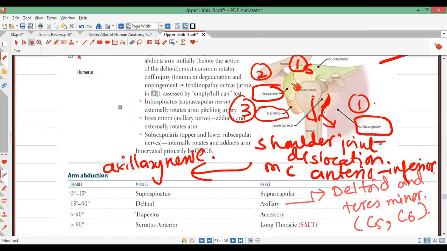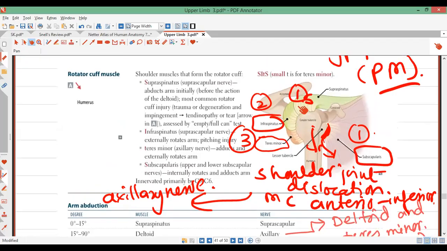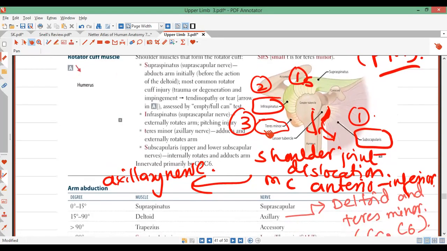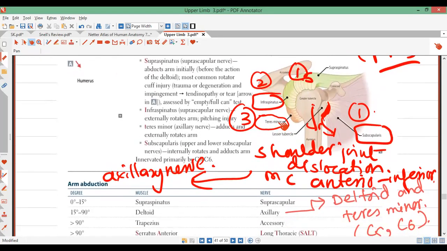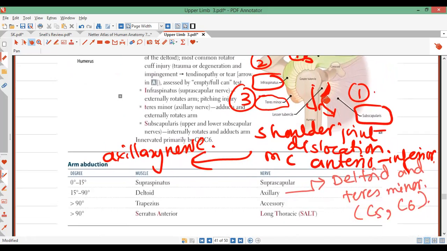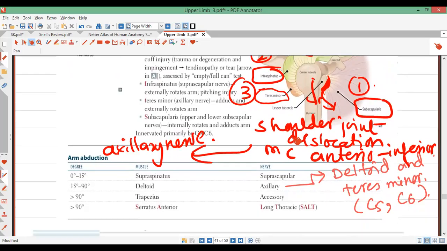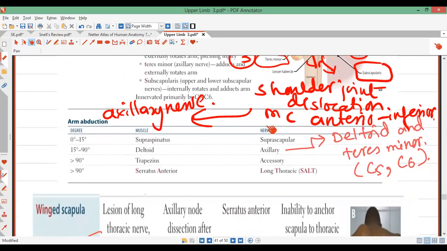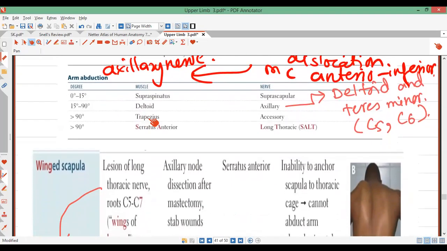In the rotator cuff muscles, which muscles do you have? You have the supraspinatus, infraspinatus, and then you have the teres minor, and then you have the subscapularis muscle. Okay, because only here one muscle is attaching, in shoulder joint dislocation the most common is the anterior inferior dislocation. Okay, and very important MCQ.